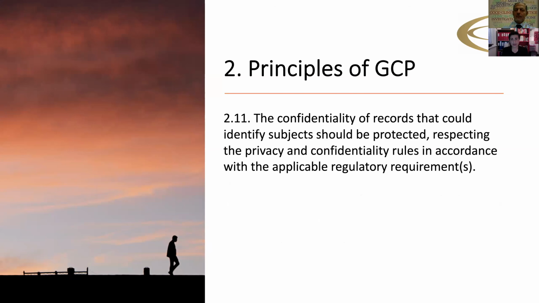Next principle is confidentiality. Again, we're protecting the rights of the subjects. The confidentiality of the records that identify subjects should be protected. So anyone who is in a research, we must protect their identity. Their privacy and confidentiality have to be protected. And I'll say more about that during our essential document source documentation webinar.